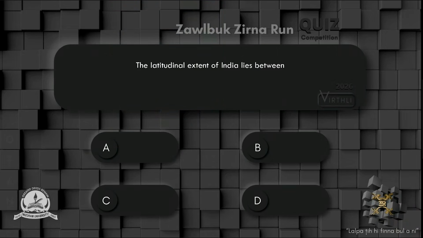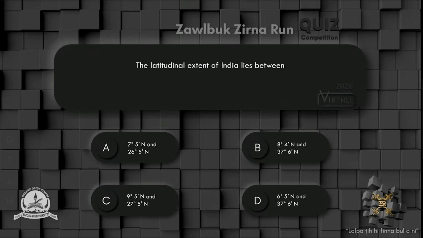is this. The latitudinal extent of India lies between options A, 7 degree 5 minutes north and 26 degree 5 minutes north. B, 8 degree 4 minutes north and 37 degree 6 minutes north. C, 9 degree 5 minutes north and 27 degree 5 minutes north. D, 6 degree 5 minutes north and 37 degree 6 minutes north. Your time starts now.